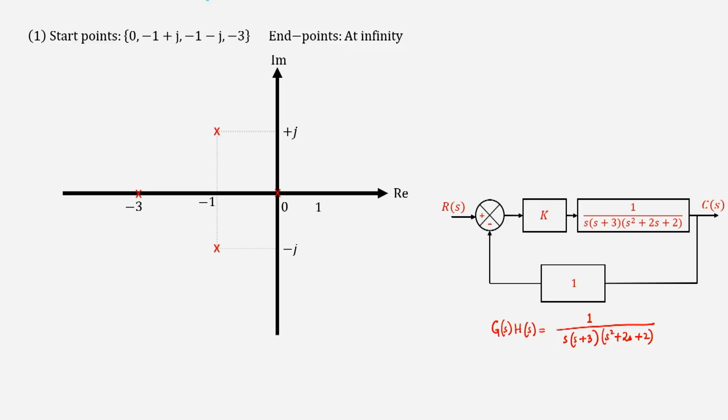Fine, let me come back to the example. In this example, the open loop transfer function is this. For this open loop transfer function, we know the starting points. In this case, the open loop poles are at -1 plus minus j. So this is -1 plus j and this is -1 minus j, and the other two open loop poles are at 0 and -3. There are no open loop zeros. So all the branches that start from these four points must go to infinity. How will they go to infinity? All that we will see today.